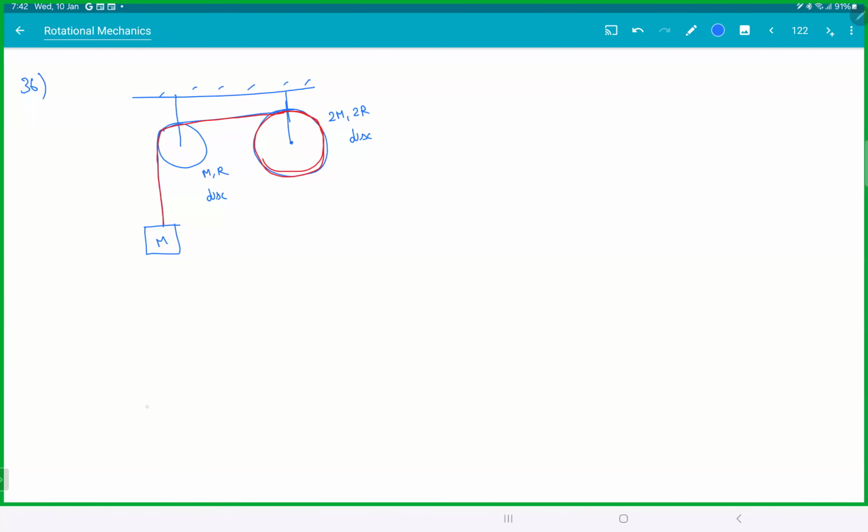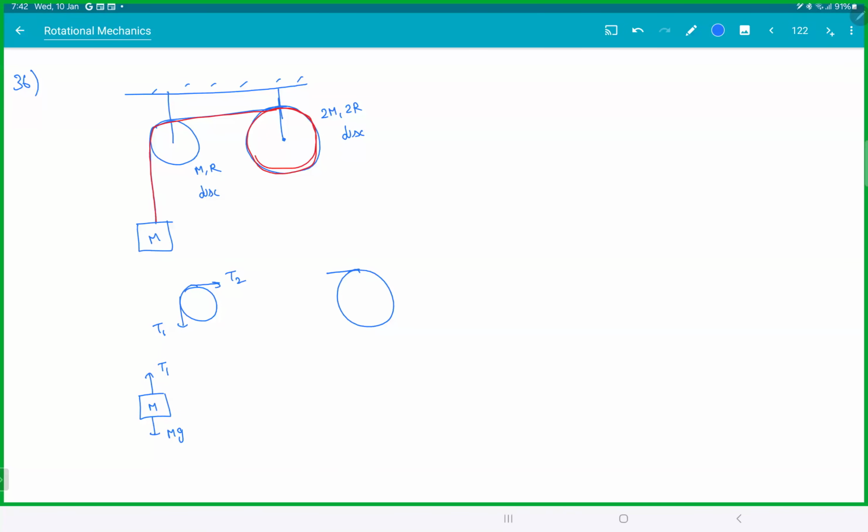So first thing for this block, tension T1. I hope you took the tensions different because the pulleys are rough. And for this pulley, tension T1, tension T2. If you have taken the same tension, you're gone. Whenever there's a rough pulley, tension will be different on both the sides. And for this big pulley, I'll just take this tension T2 there. Next thing, let this be alpha 1, let this be alpha 2.